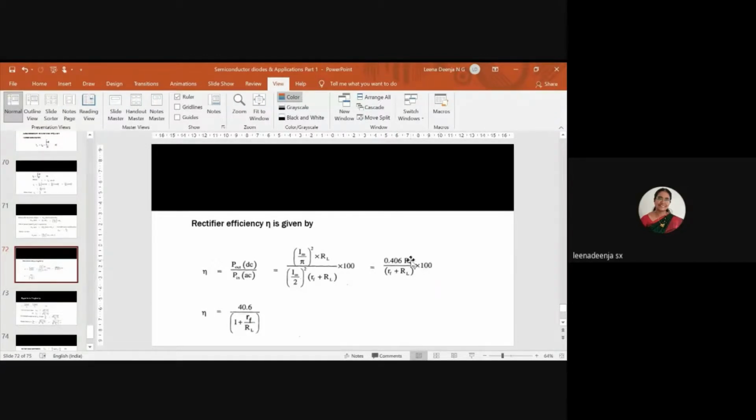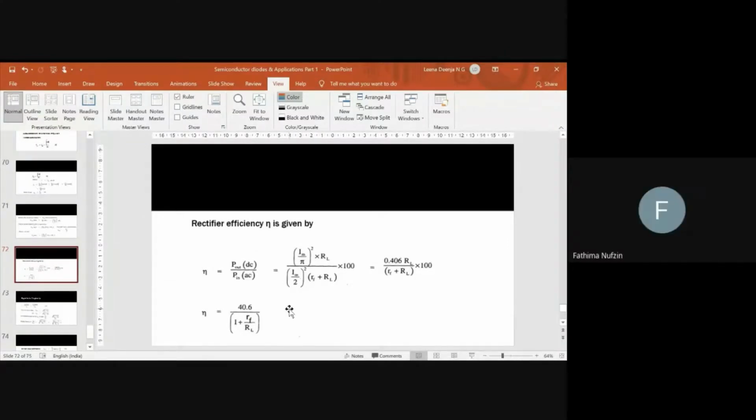Then take this RL to the denominator. Here it is RF by RL plus RL by RL, that is 1. So we can write it as 1 plus RF by RL. And this 0.406 into 100, we can write as 40.6 divided by 1 plus RF by RL.